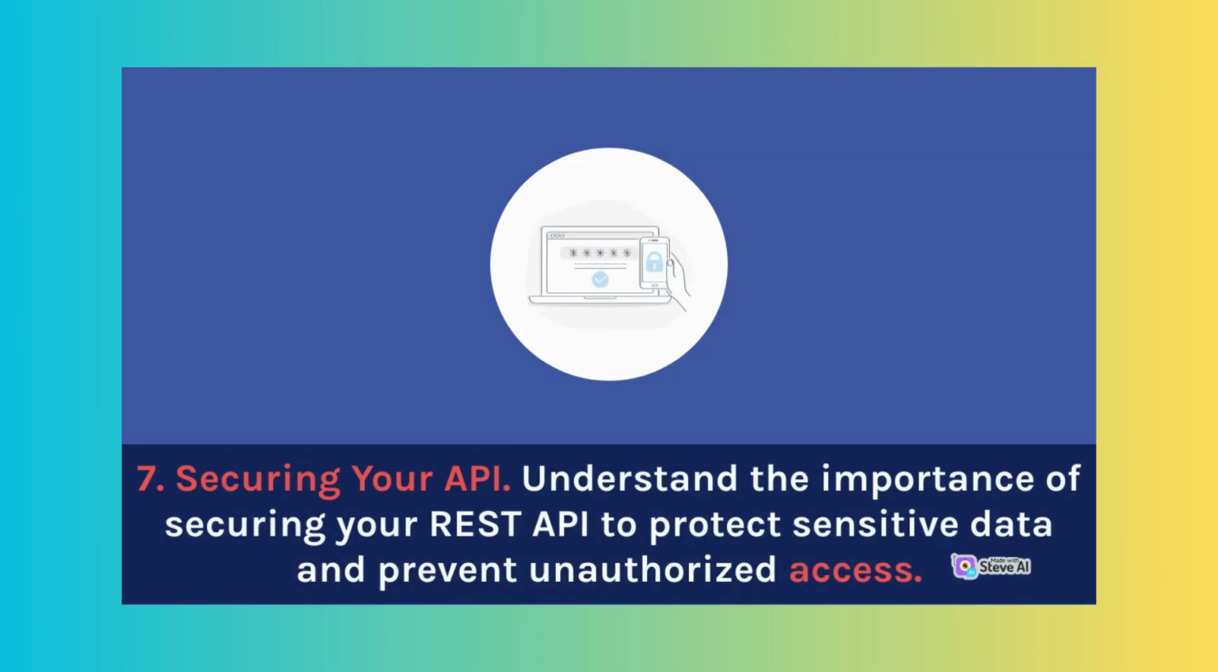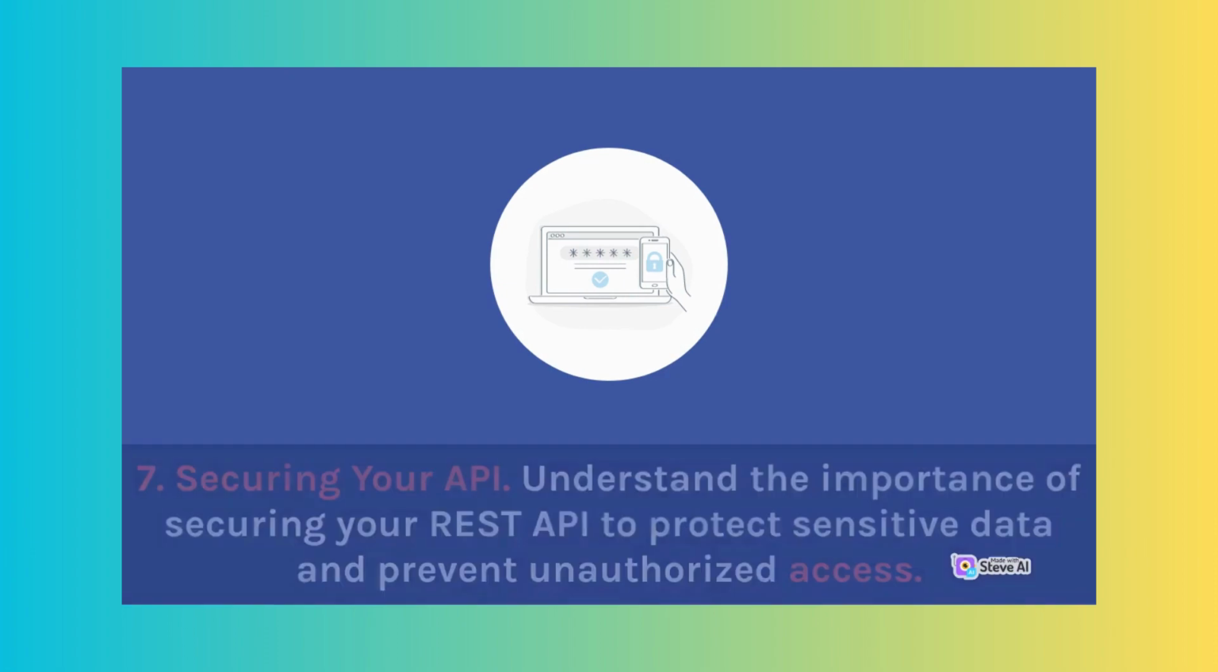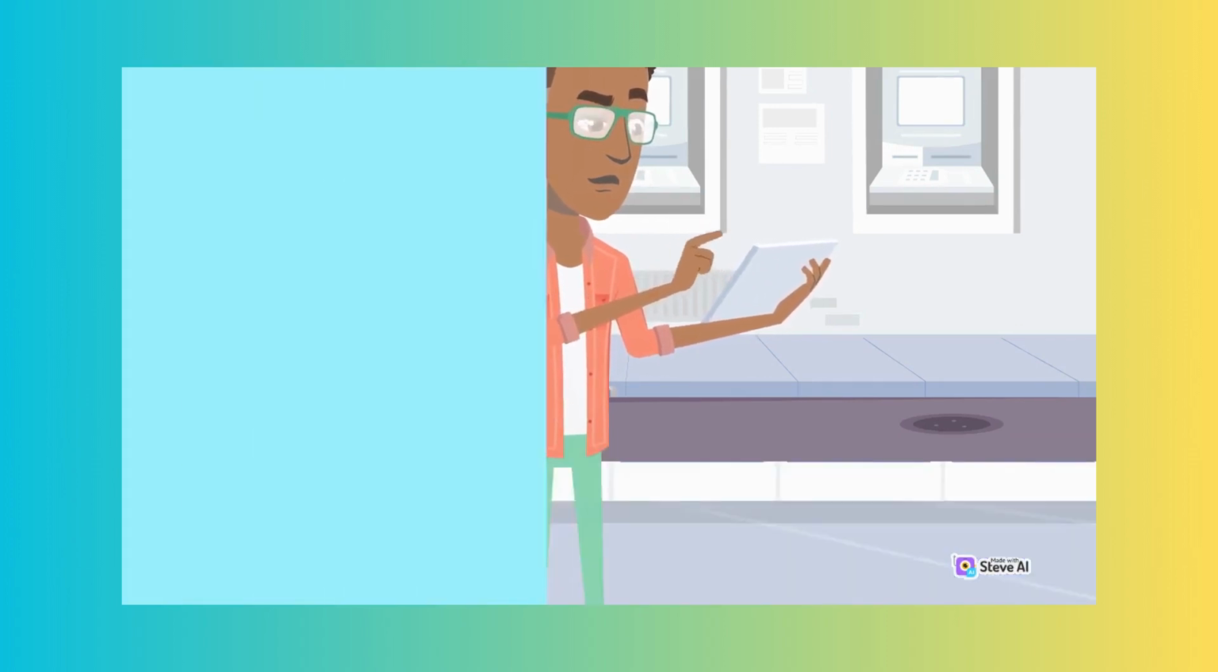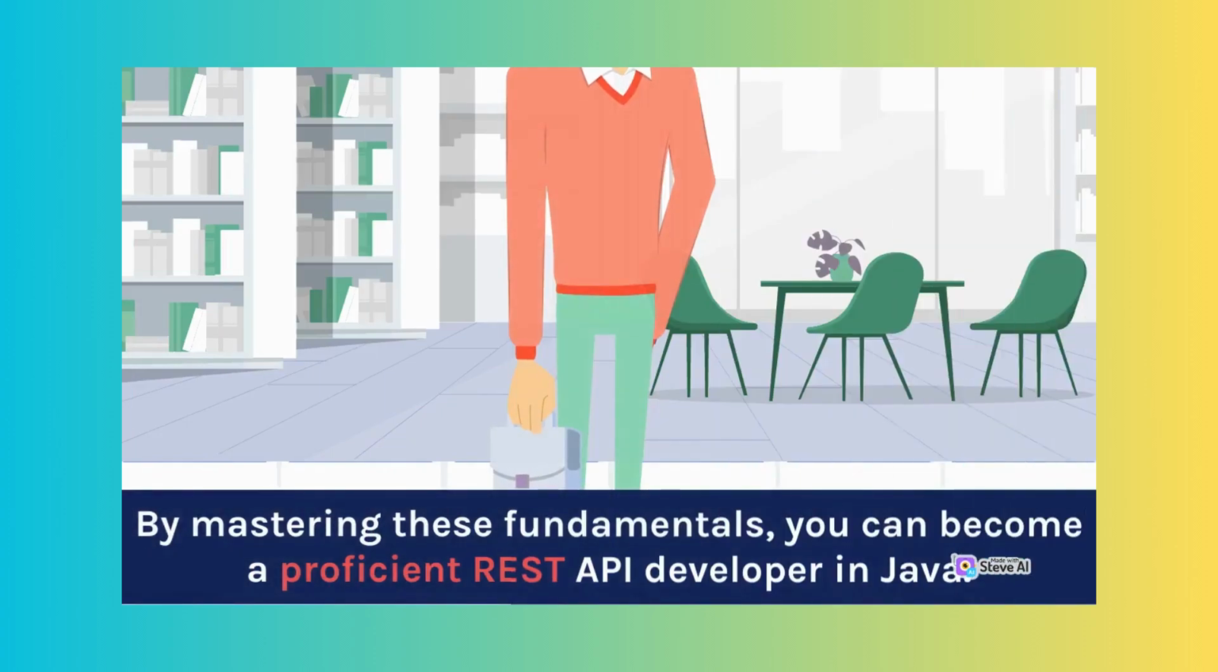7. Securing your API. Understand the importance of securing your REST API to protect sensitive data and prevent unauthorized access. This includes implementing authentication and authorization mechanisms, such as token-based authentication or OAuth. By mastering these fundamentals, you can become a proficient REST API developer in Java.